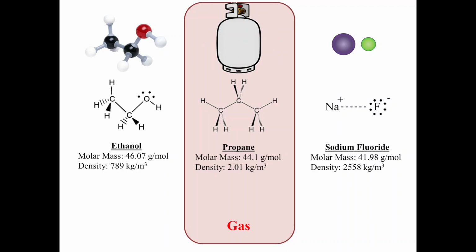To normally know if something is a gas, we can look at its melting point and boiling point. Propane has a melting point of negative 188 degrees Celsius and a boiling point of negative 42 degrees Celsius. So if we compare that to our 20 degrees Celsius room temperature, that is higher than the boiling point. So we have gas. Propane is a gas.